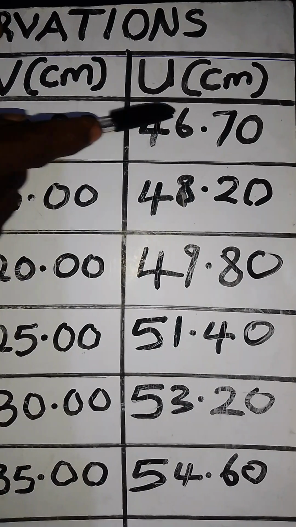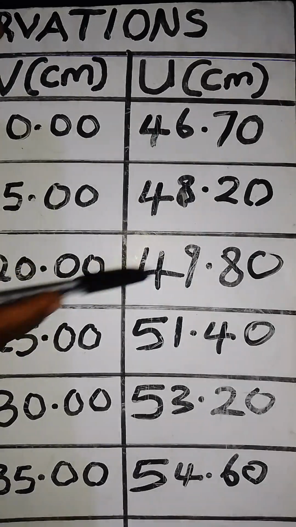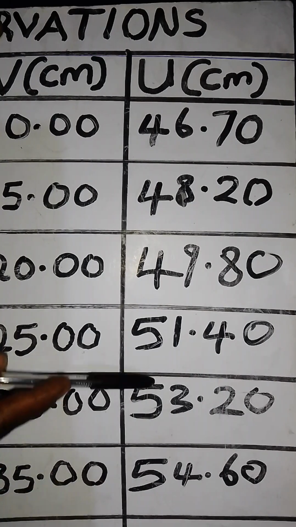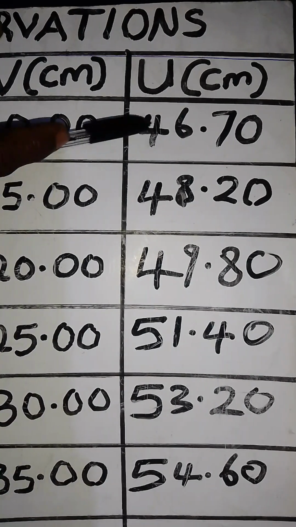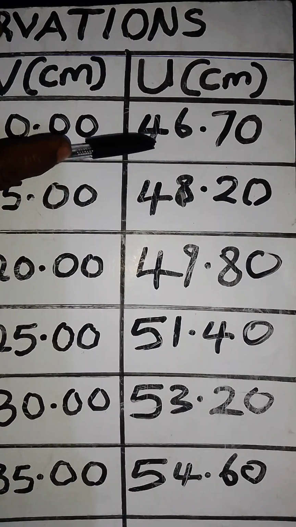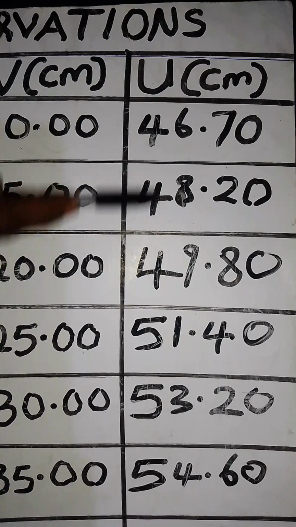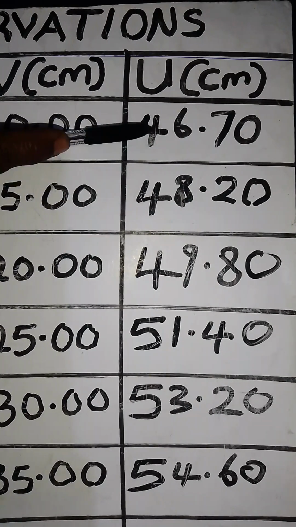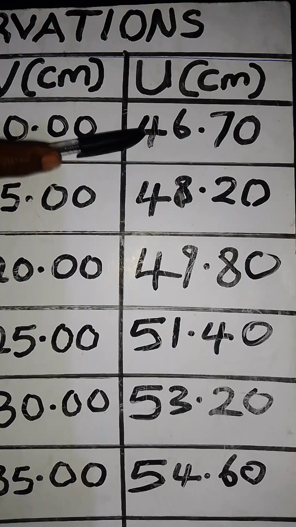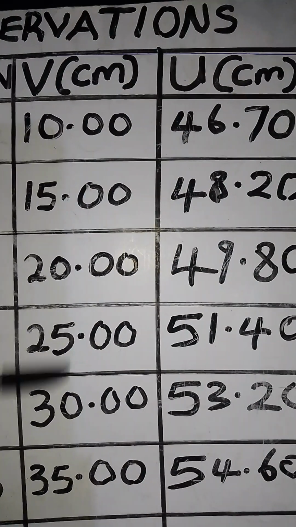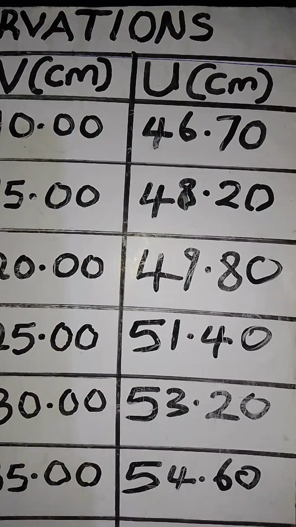Here we have 46.7, 48.2, 49.8. You can see that now. Also take note that our smallest value here is 46.7. So we cannot start this axis from 0. We may start from maybe 40. Start from 40 here. On the other axis, we can start from 0.